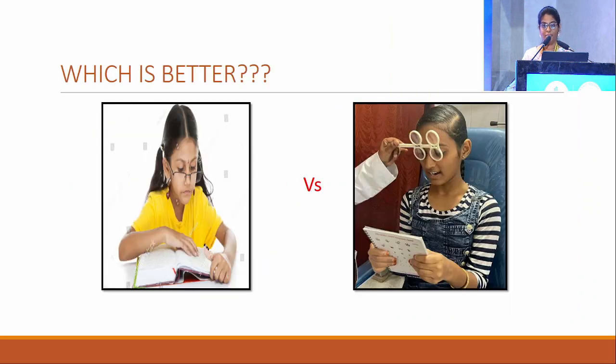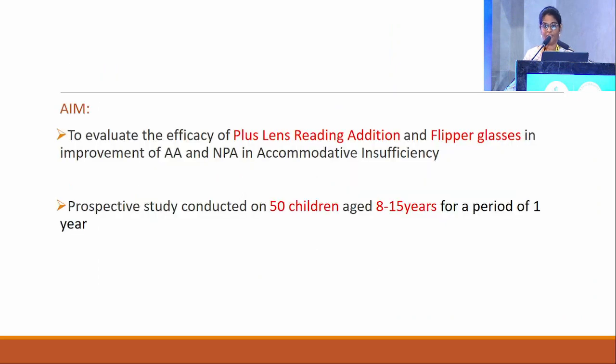Now, which is better? Is PLRA better or are flippers better? To determine this, we have conducted one study which shows the efficacy of PLRA and the flipper glasses in the improvement of accommodative amplitude in cases of accommodative insufficiency. This was conducted on 50 children aged 8 to 15 years over a period of 1 year.